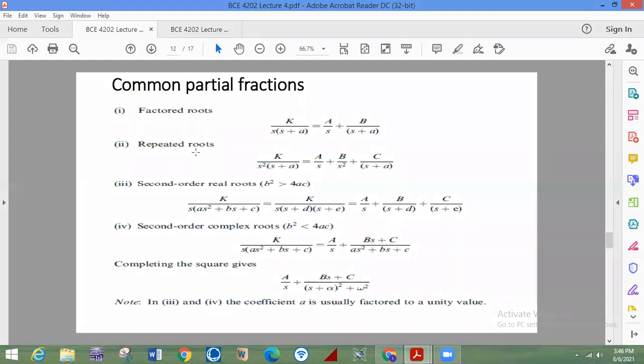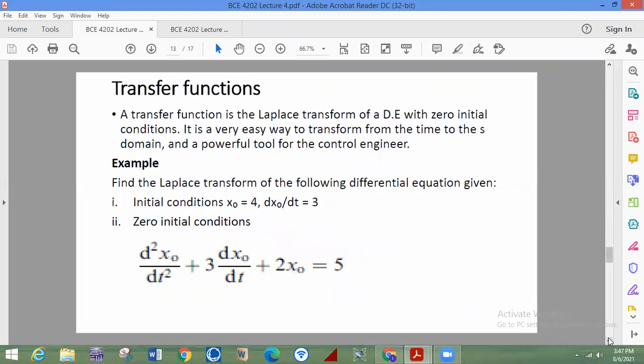This is also a review of common partial fractions. Factored roots, this is how it is represented. Repeated roots, this is how it is represented. Second order roots, this is how they are represented. So this is a review. I should remind you.